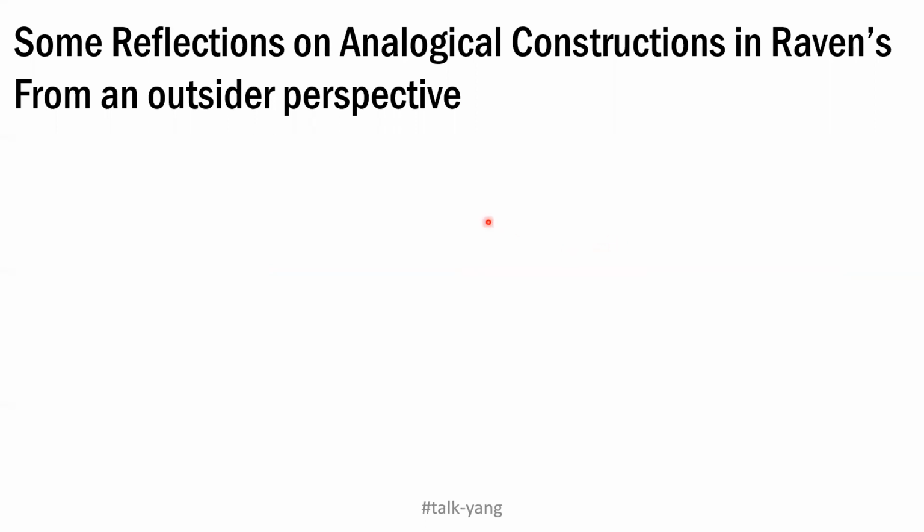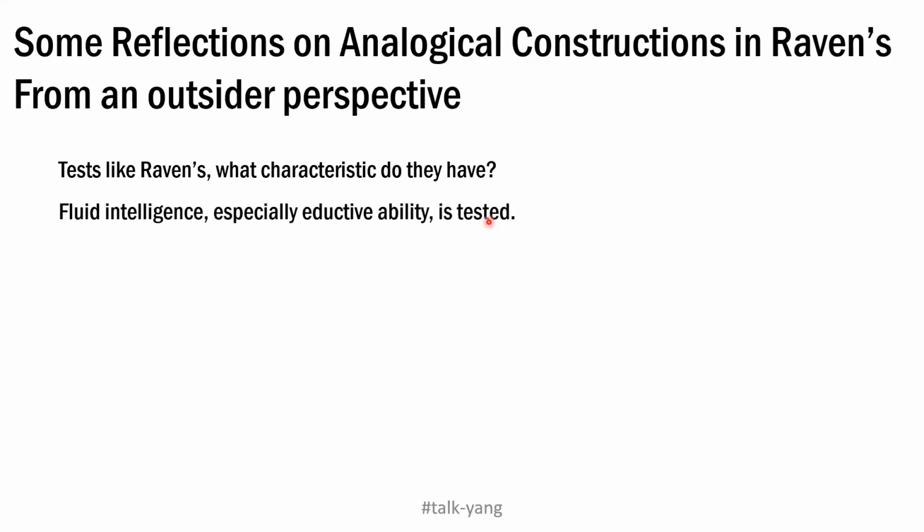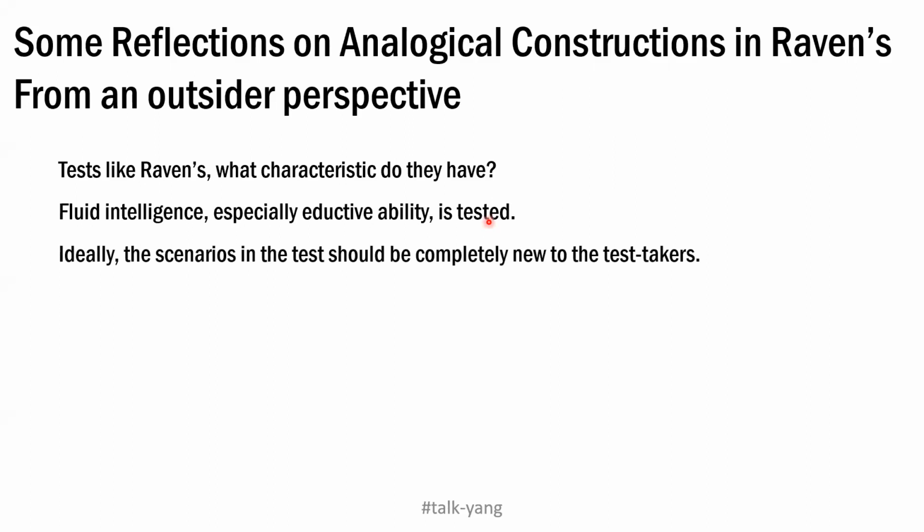After I finished this work, I started to reflect on why I use analogy to solve this problem, the Raven problem. So tests like Raven, what characteristics do they have? They are designed to test fluid intelligence, especially adaptive ability, which allows us to make sense of new situations. So ideally, the scenario included in this test should be as new as possible to the test takers.